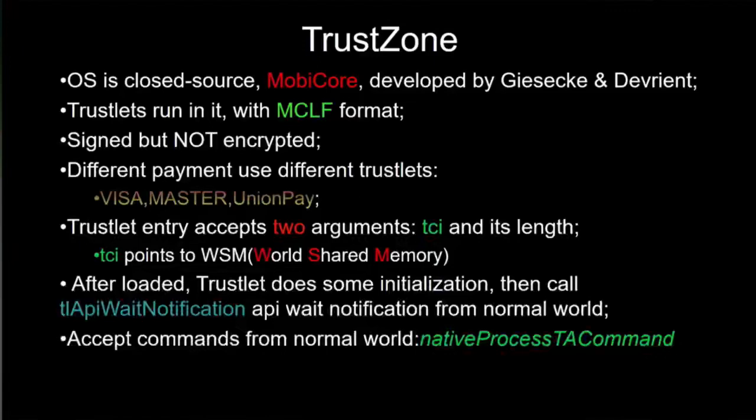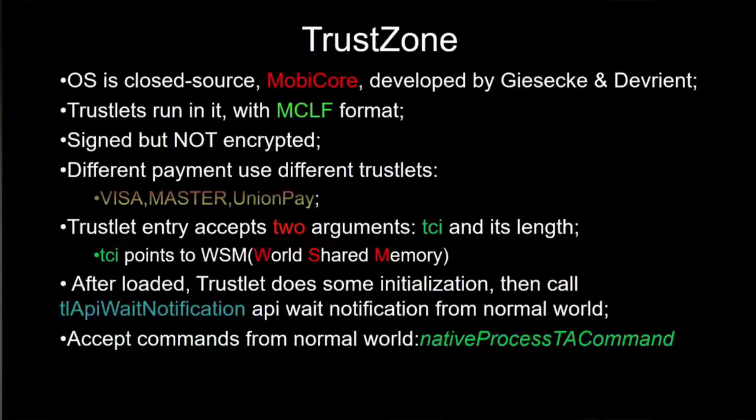Let's go to see some trust zone stuff. As I said, the name of the trust zone OS is Mobi Core. It is a closed source OS, and at this level it does authentication and secure storage. The applications running at this level we call Trust Lites, and the Trust Lite for payments is not encrypted but signed by Samsung. Like all the others, applications have an entry that accepts two arguments. The first is the TCI, which is just a pointer to the world shared memory. This shared memory can be used by both the normal world and the secure world, and they can exchange data through this memory. The second is just the length.